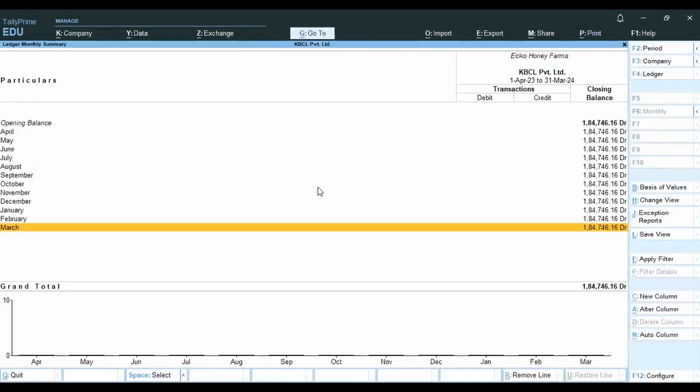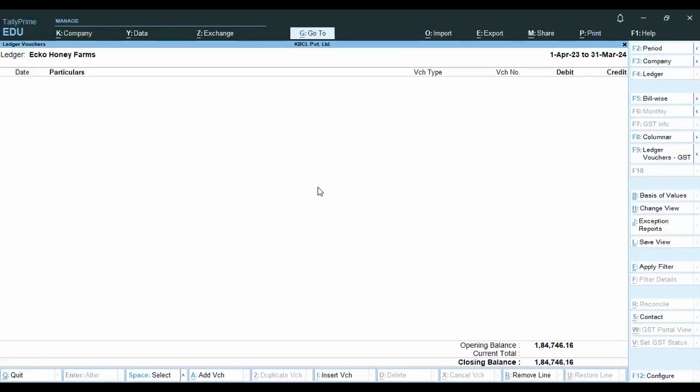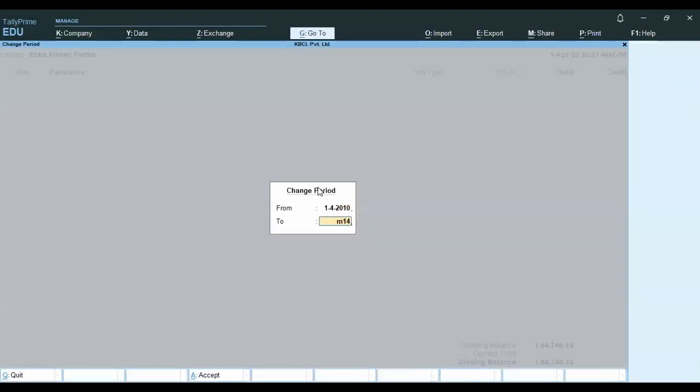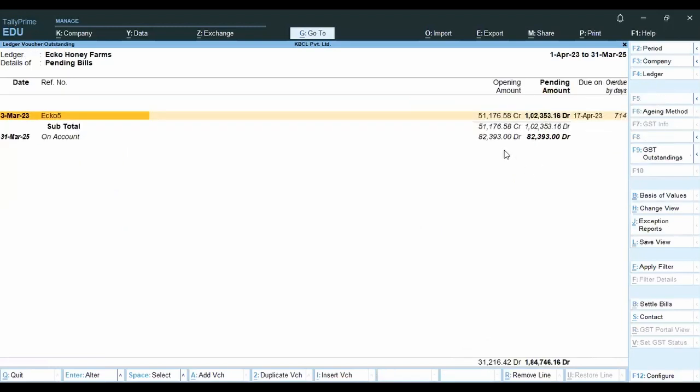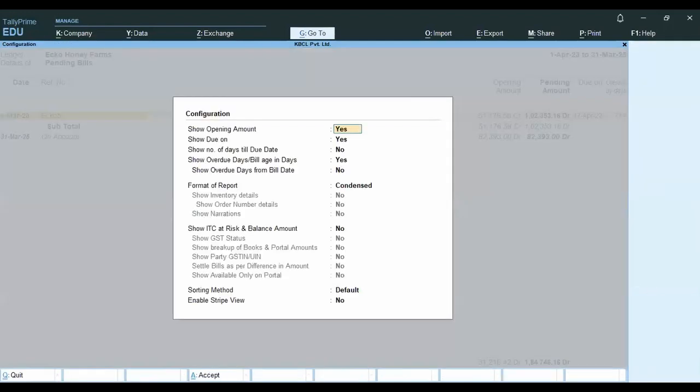This is my creditor ledger. And I'm opening it with bill wise. So this is bill wise. So see, here Tally is asking me, there is one more feature which is there in Tally, show ITC at risk and balance amount.